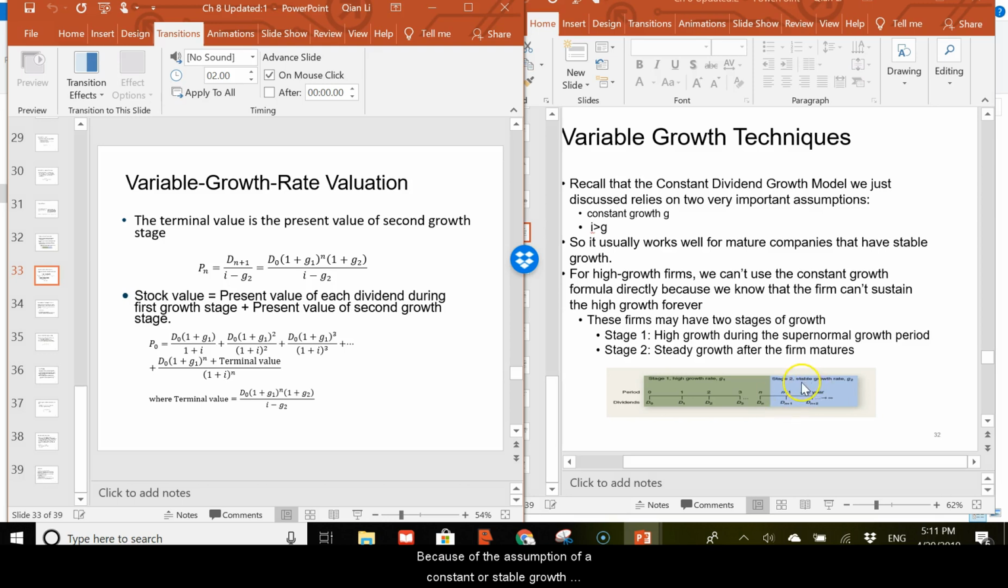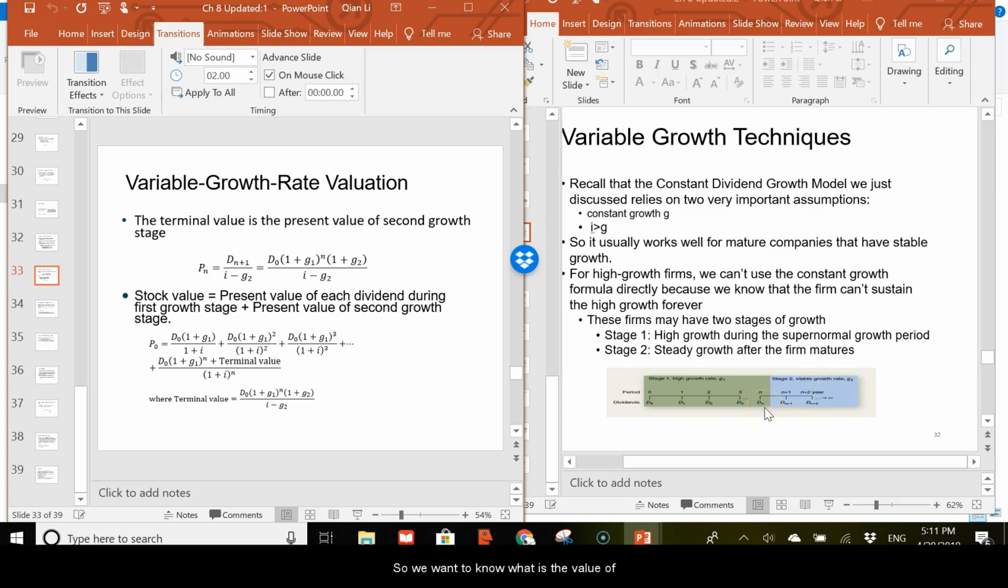Because of the assumption of a constant or stable growth rate of G2 after year n, we actually can apply the constant dividend growth model to estimate the value of the stock at the end of year n based on the dividends after the nth year. So if all this talk about n plus 1 confuses you, just say, for example, if n is 5, so high growth for 5 years, and then starting from year 5, low growth or stable constant growth after year 5.